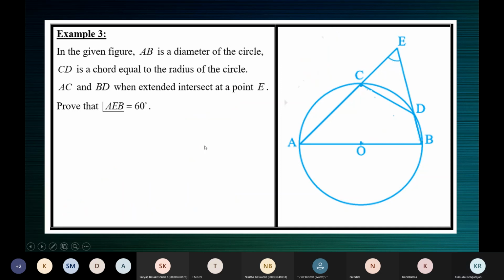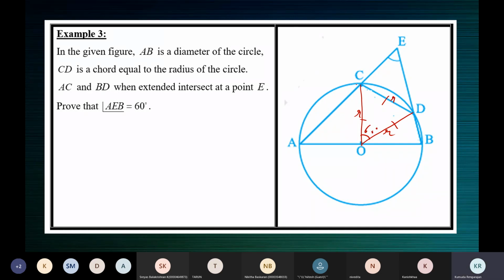So construction: join OC and OD. That makes COD an equilateral triangle because this is equal to the radius. This is R, this is R, this is also R. All the three sides are equal, so it's an equilateral triangle. So this angle is 60 degrees.